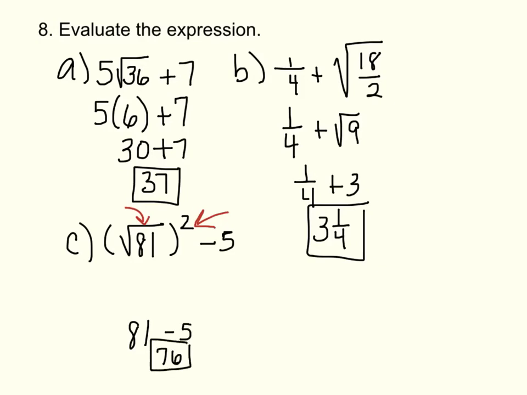Now to prove that, here's how it works. The square root of 81 is just 9. And then the squared comes down. But 9 squared is 81. So therefore, you can just skip that step and go right to 81. So once again, the square root and a square cancel each other out. So 81 minus 5 gives you 76.